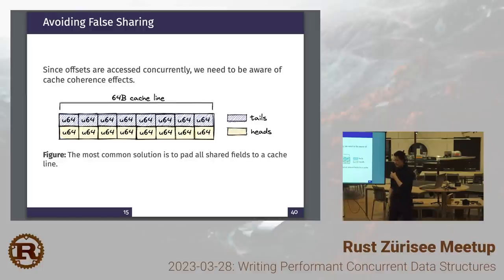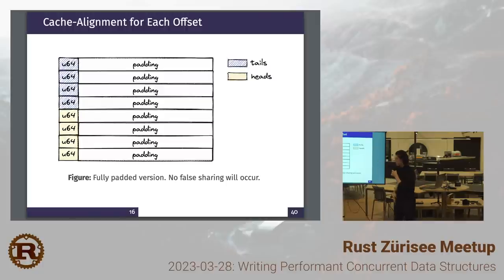And the best way to avoid it is to have every head or tail, every offset, occupy its own cache line. And you do that by adding padding or aligning your offsets, depending on how you want to think about it. So here you have some kind of dead space. There's no data in there. And every single tail and head occupies its own cache line. So there is no false sharing here.